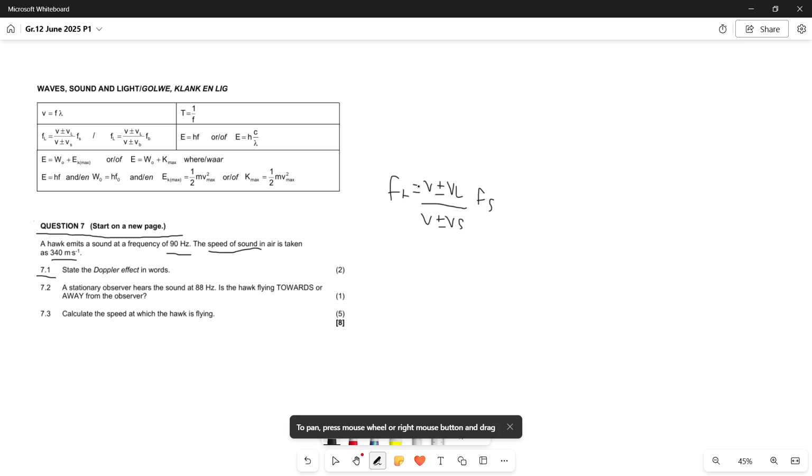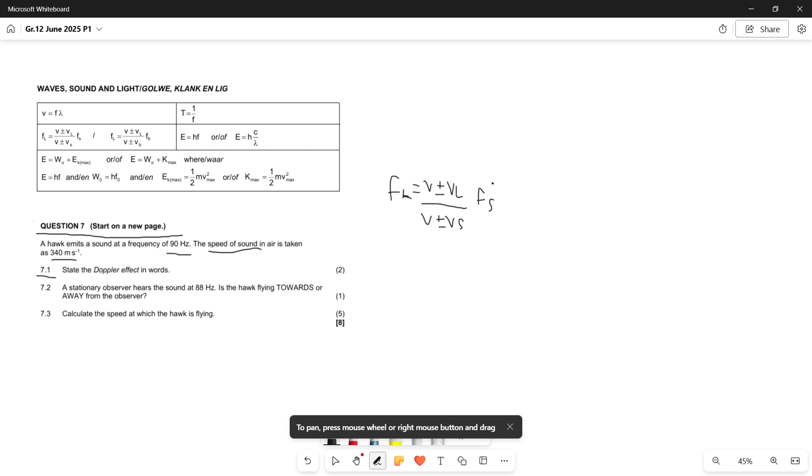So we have the formula here, we have the frequency of the listener. This equals the velocity of the medium plus or minus the velocity of the listener divided by the velocity of the medium plus or minus the velocity of the source. And this is all multiplied by the frequency of the source.